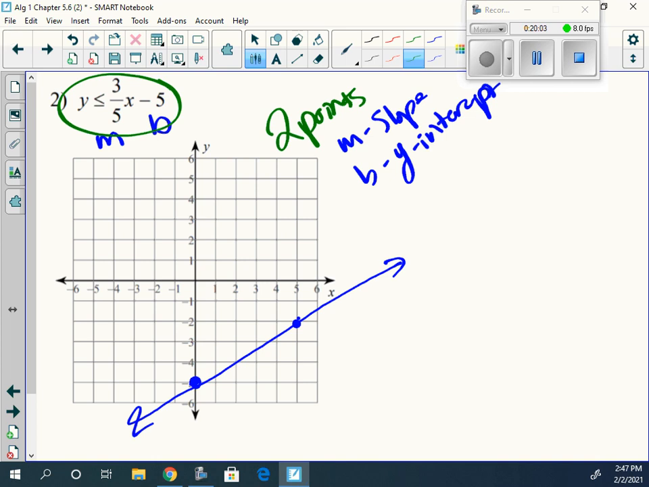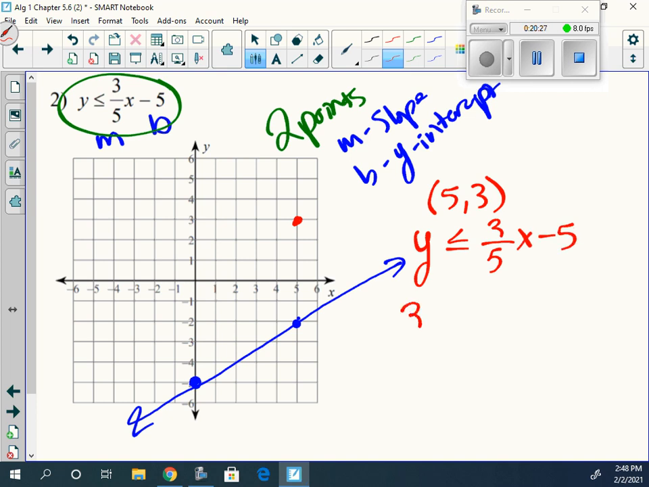Well, that leaves us with what? We need to shade. But in order to shade, we need to check a point. What would be a good point to check? 5, 3. We can check 5, 3. And we're going to plug this into our y is less than or equal to 3/5 x minus 5. So we'll plug 3 in for y, 3/5, and we plug 5 in for x here.